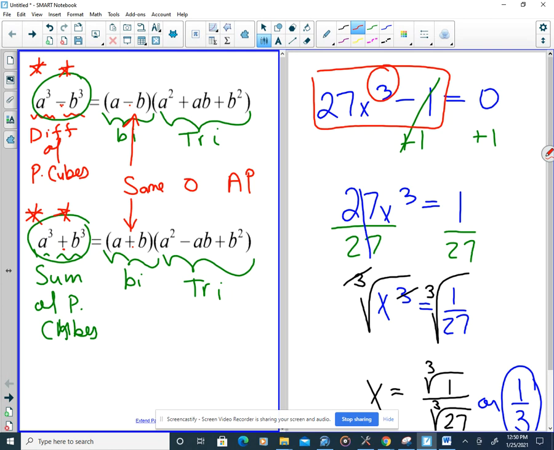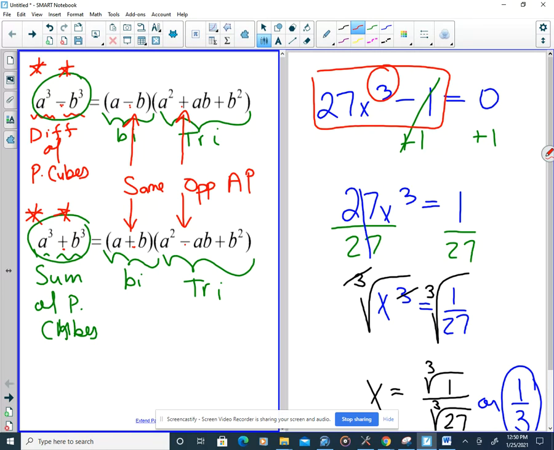Now if S stands for the same, what do you think O stands for? It stands for the opposite. Okay? So now you're going to have the opposite sign. We had a minus sign, the opposite of minus is plus. Down here we had a plus, the opposite of plus is minus.